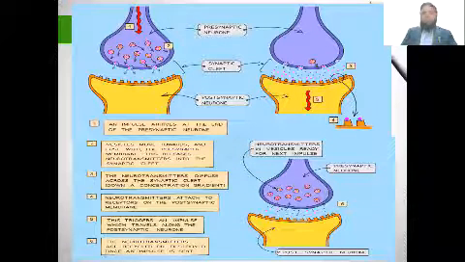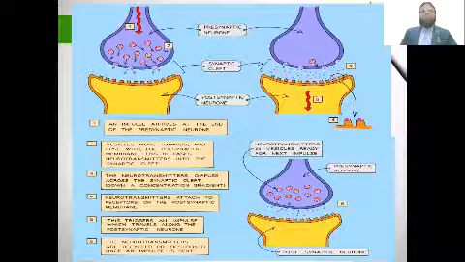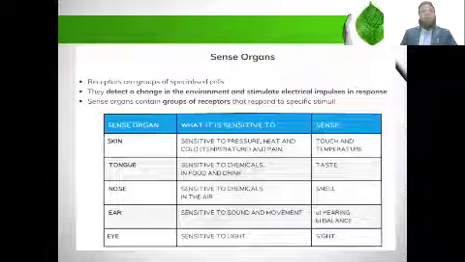So the impulse, you know very well, is the electrochemical message. These are the particular steps by which the impulses move from one neuron to another neuron.